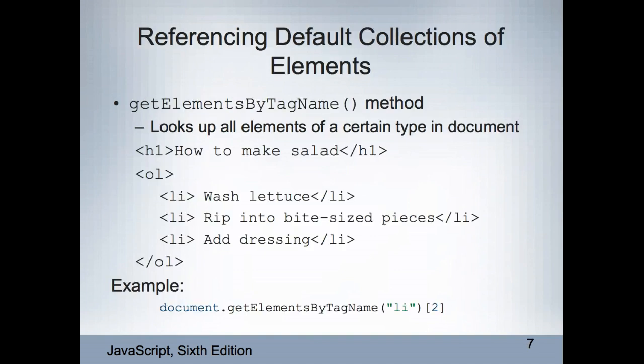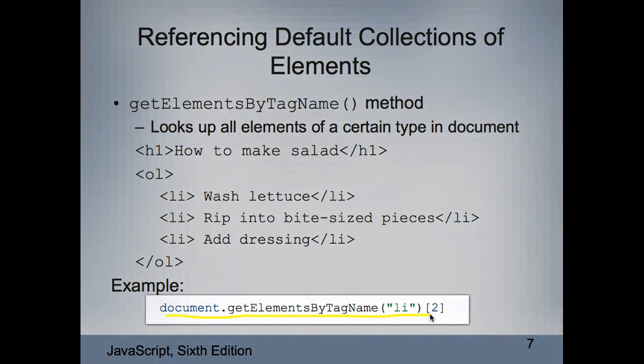Web page elements from our HTML documents can be referenced by looking up all elements with a specific tag name. For example, if we wanted to manipulate the third li element in a list, we could use the getElementsByTagName method, as shown here in the example. The 2 in brackets refers to the third element of the 3 li elements in the HTML document.